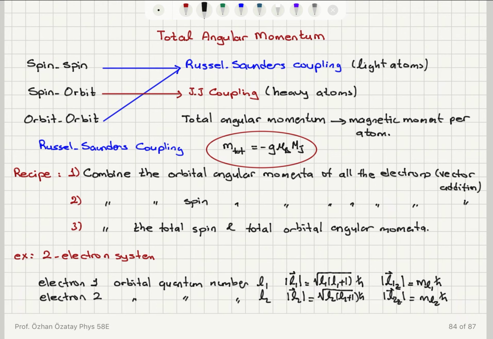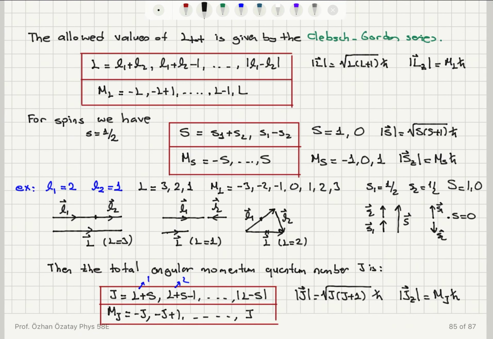If you have a two electron system, for example, with orbital quantum numbers L1 and L2, then we have the corresponding vector magnitude square root of L1 times L1 plus 1 h bar, and the corresponding orbital angular momentum in the direction of the field with magnitude m sub L1 h bar, and similarly for the second electron. The allowed values of the total orbital angular momentum given by the Clebsch-Gordan series are L1 plus L2 all the way down to the difference L1 minus L2. And m sub capital L, the total orbital magnetic quantum number, will be between minus L and plus L. This is a simple vector addition.